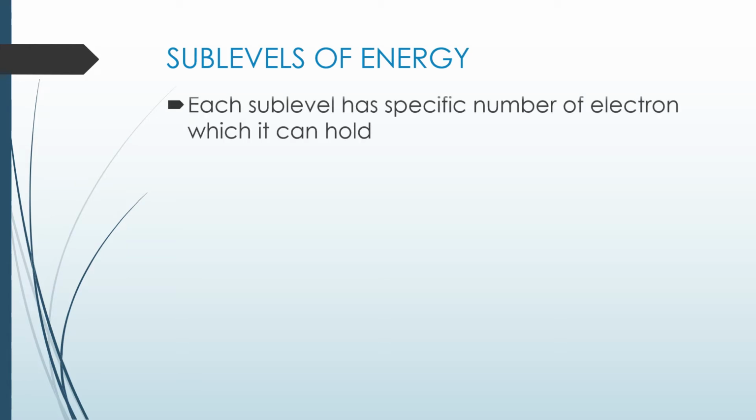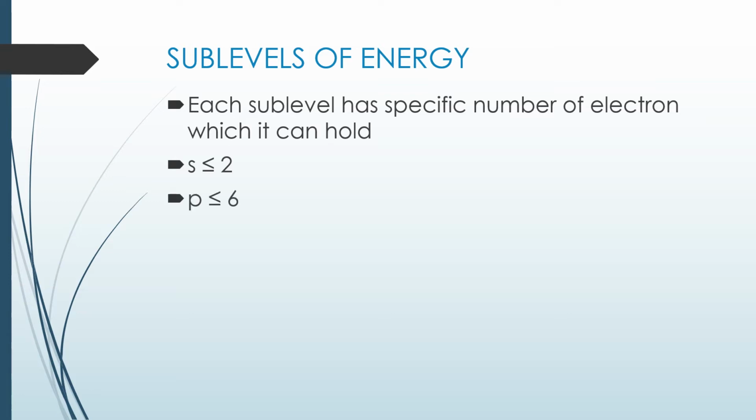The sublevels of energy can only hold a specific number of electrons. For the S sublevel, it can only hold less than or equal to 2 electrons. Meaning, kaya niyang humawak ng isa, kaya niyang humawak ng dalawa, pero hindi pwede ang tatlo.